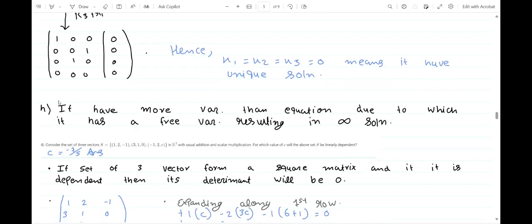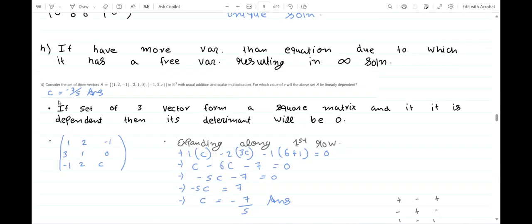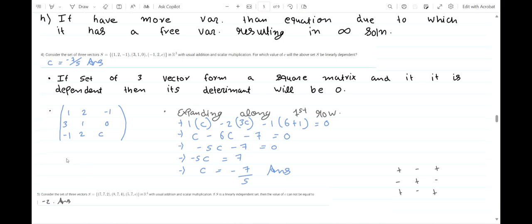The fourth question says that we have a set of 3 vectors in R3, and there is an unknown in the last vector which we have to find, and it is given that this set of vectors is dependent. We know that if a set of 3 vectors forms a square matrix, and if it is dependent, then its determinant will always be 0.